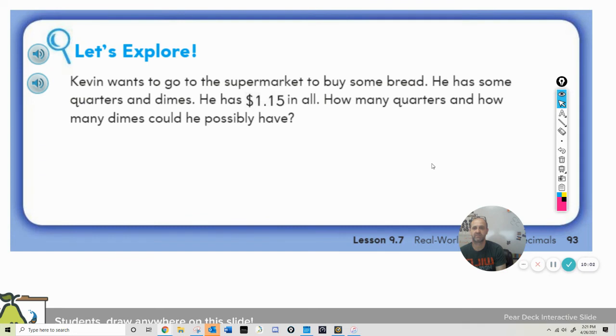Kevin wants to go to the supermarket to buy some bread. He's got some quarters and dimes. He's got $1.15 in all. How many quarters and how many dimes could he possibly have? There's two answers for this. He could have a quarter and 9 dimes, or he could have 3 quarters and 4 dimes. Figure it out if you're not sure. There you go. I did your exploring for you.